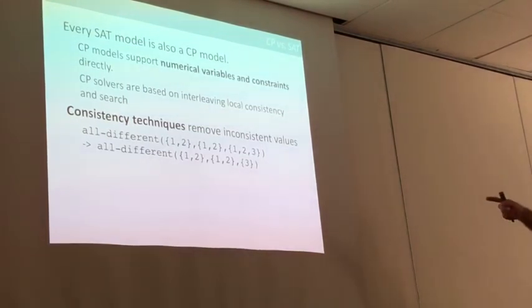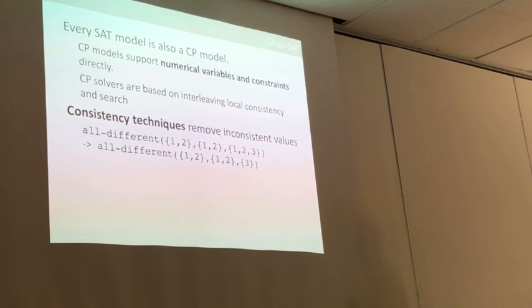Is it clear? Right, so it's like a coloring problem. So I have 3 nodes, 2 colors for one of them, 3 for the other one. 1 and 2 cannot be used there because it's used for the first 2. And this filtering is done by ad hoc procedures that are assigned for these constraints.